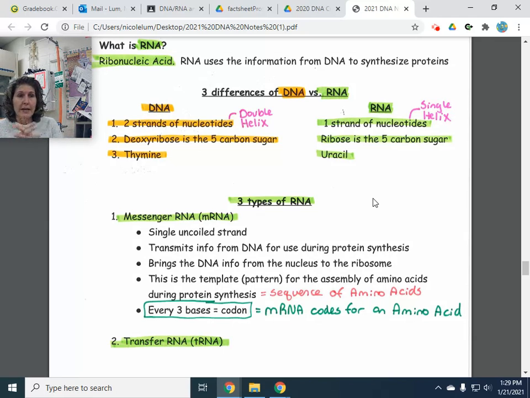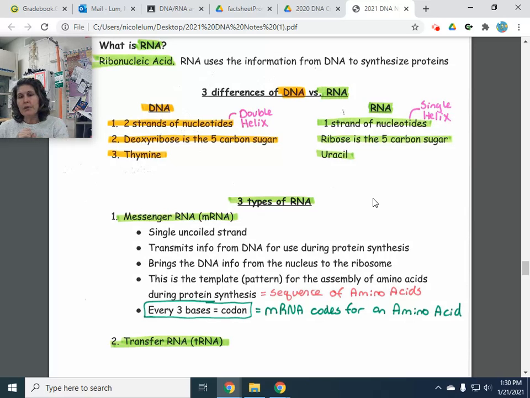So messenger RNA is going to come in and do that. It's going to bring the DNA information, because we're going to transcribe it into messenger RNA, from the nucleus and take it out to the cytoplasm to a ribosome. This is the template or the pattern that helps us assemble our amino acids during protein synthesis. Because if you remember back to organic, we said proteins are made up of building blocks, which are amino acids, 20 different amino acids. The way that we string them together makes an unlimited number of proteins.